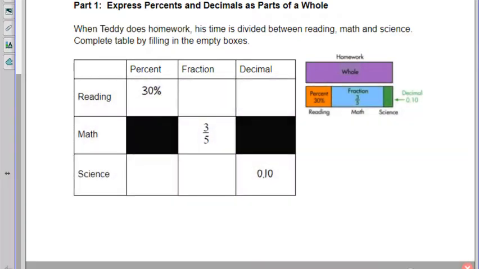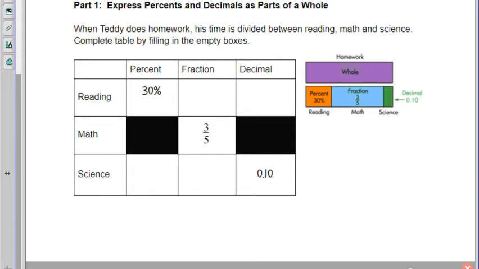Okay, Teddy's been doing some homework and he's divided his homework time between reading, math, and science. And we have a table here that has some of his data, and we just need to convert to the missing boxes. So for reading, we have a percent. We want to know what that is as a fraction and a decimal.